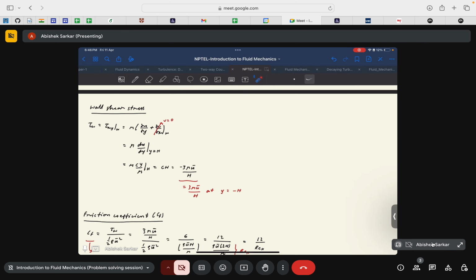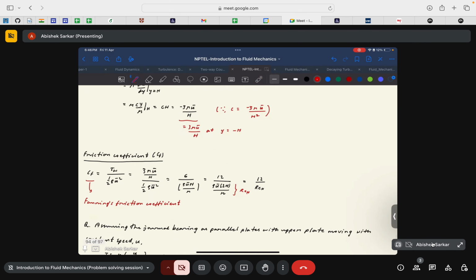Okay, so just 1 second. Yeah, because I will just write it. Why? Because c is equal to minus 3 mu u bar by h square. Okay, that's why. And again, the minus sign you can deal with by replacing h by minus h, then you will have tau w as 3 mu u bar by h, just to not deal with a negative sign.